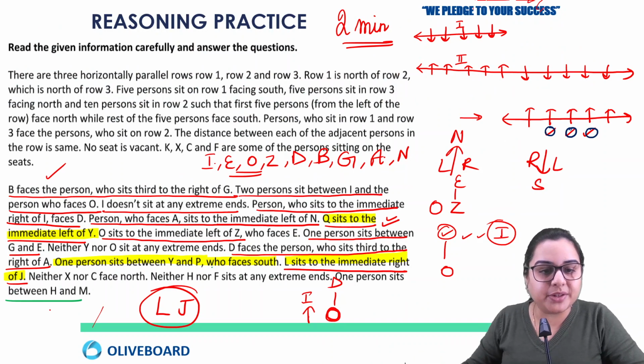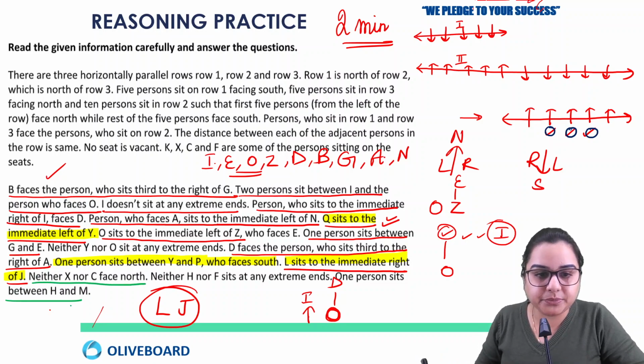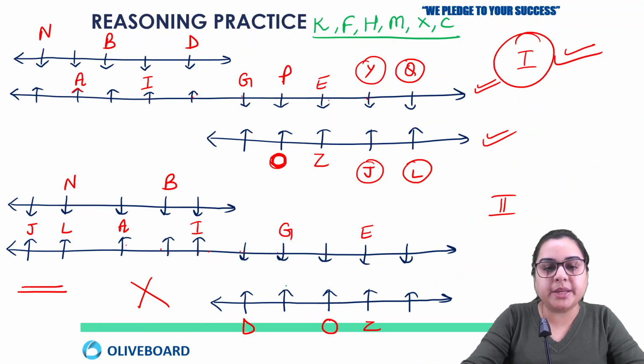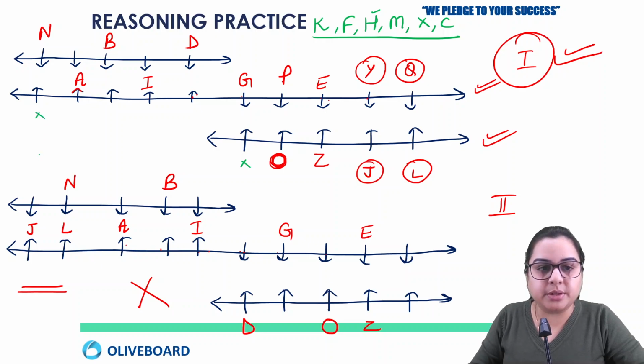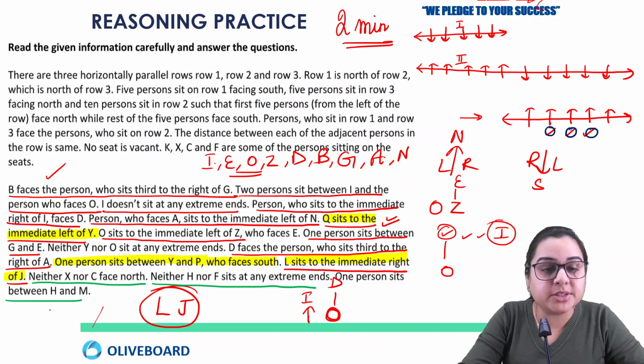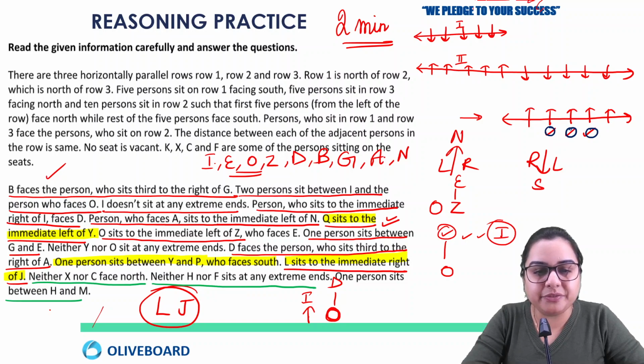Okay, we have some reference here that he's saying that neither X nor C faces north, and neither H nor F sits at extreme end. Now if H is not sitting at extreme end, so I cannot write H here, I cannot write H here. And I have to write one person between, I think H and M. So where can we fill H now? This we have to see.